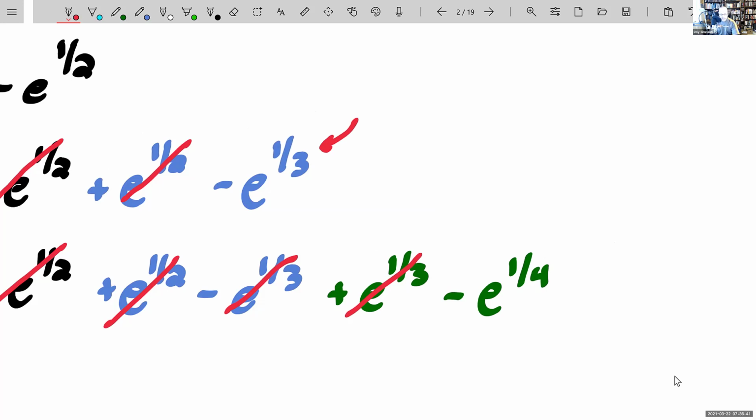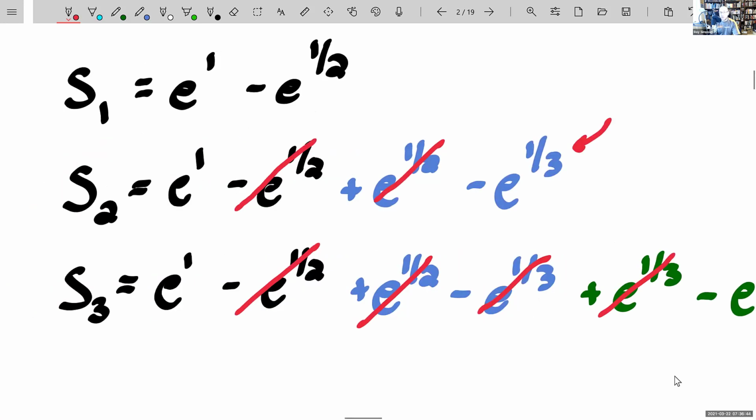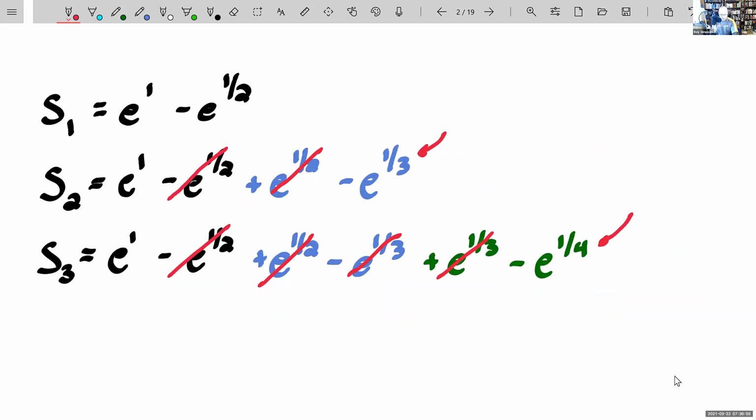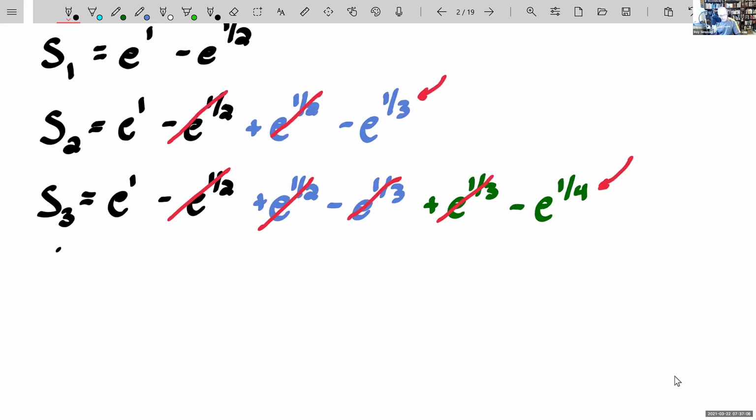Anyway, notice that the last term for S sub 2 is negative e to the 1 over 3, which is 1 more than 2. And notice the last term in S sub 3 is negative e to the 1 over 4, which is 1 more than 3. So in general, it's probably safe to say, although not a proof, but actually nobody would technically ask you to prove this, they would want you to find the pattern and then state the pattern, that the nth partial sum is going to be e to the first minus e to the 1 over n plus 1.